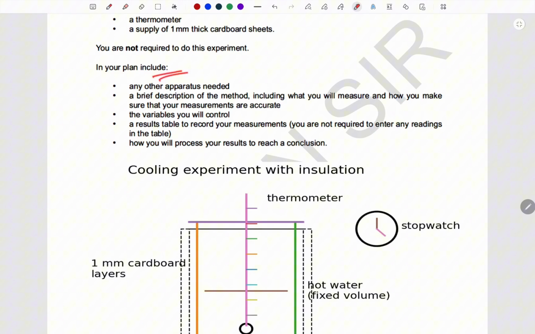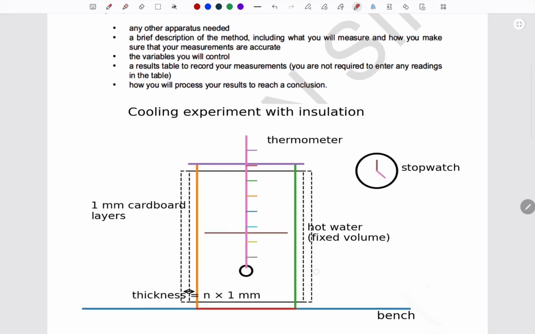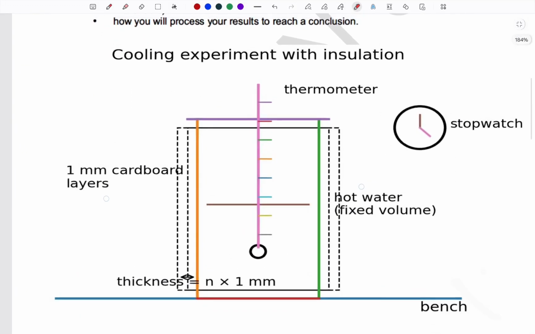In your plan, include any other apparatus needed. Okay, we will start the experiment: rate of cooling of hot water in a beaker with different thickness of cardboard insulation. So 1 millimeter thick cardboard is given. Initially we will do it for 1 millimeter, and then with the second cardboard, which is 2 millimeter, meaning 1 plus 1, then 3 cardboard, and we will measure the rate of cooling every time.